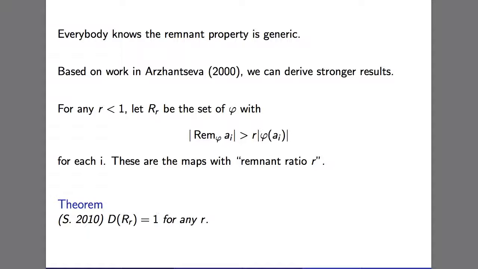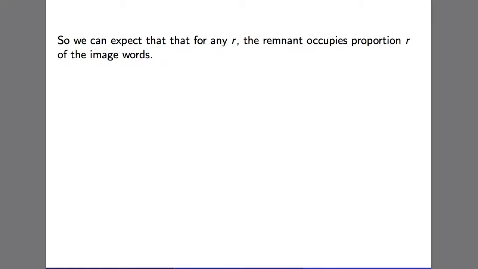The set of words with remnant ratio r has density 1 for any r. So you can consider any ratio arbitrarily close to 1, and you should expect that the remnants are longer than that ratio of the total length of the words. All right. So this is what I said. We should expect that for any r, the remnant occupies a proportion at least r of the image words.